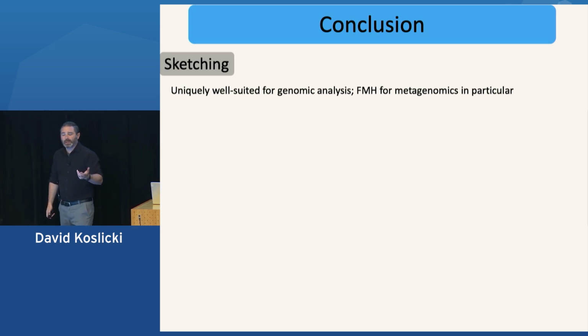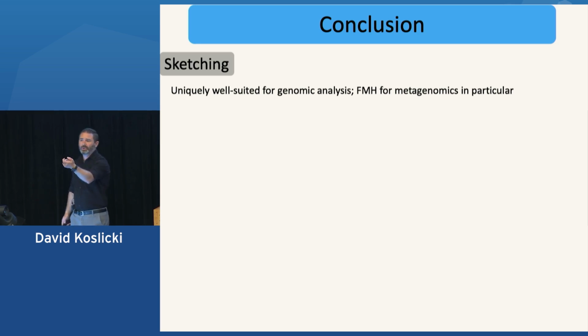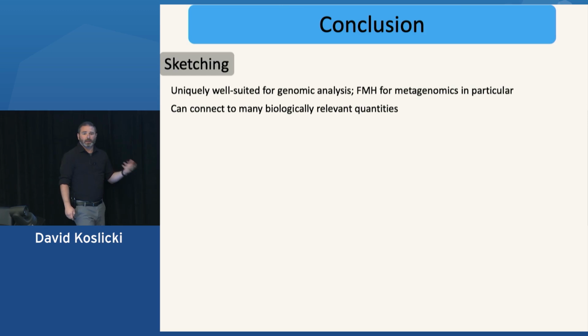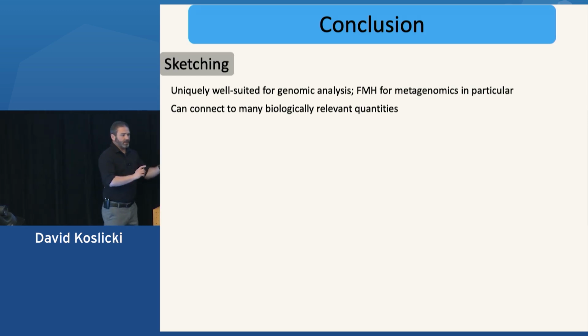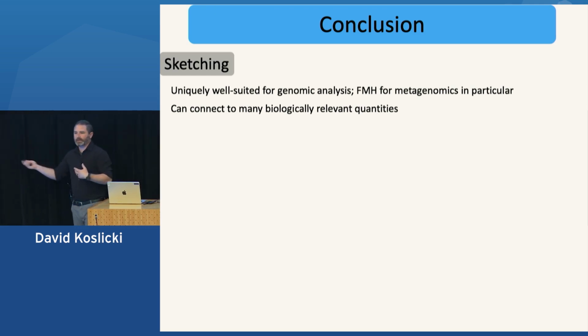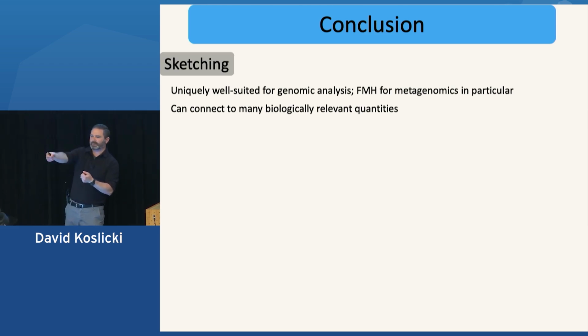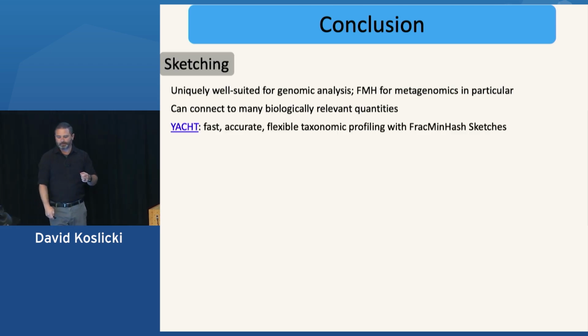Conclusion: sketching is uniquely well suited for genomic analysis because oftentimes we don't need an exact answer. We just need an answer that's close enough with some sort of guarantee about how good enough it is. And particularly for metagenomics, when we have these very large data sets, it's very well suited. You can connect these things to a lot of different biological quantities. My lab is very mathy, and I've tried to completely gloss over all of the math. But for each one of these things that I said you can connect it to, there are theorems guaranteeing exactly what your compression factor is and exactly how good your estimate is, et cetera.